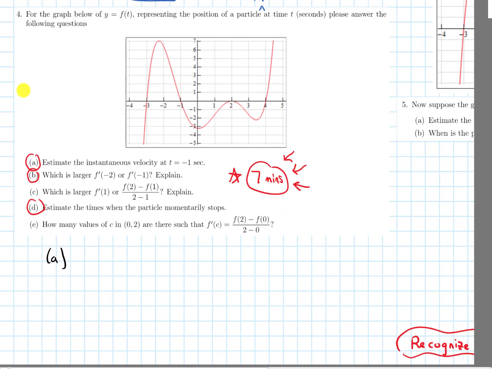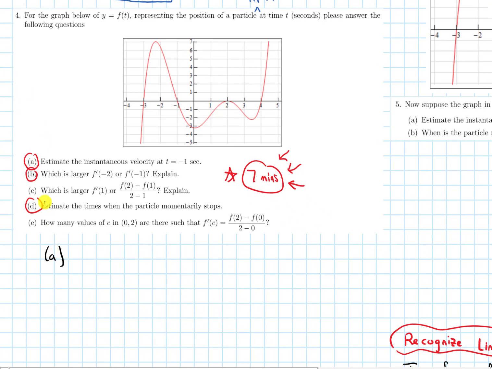Alrighty, so hopefully you did that. Hopefully you paused it for about 7 minutes to try those collectively. Let's talk about it together. So A is asking us to estimate the instantaneous velocity.